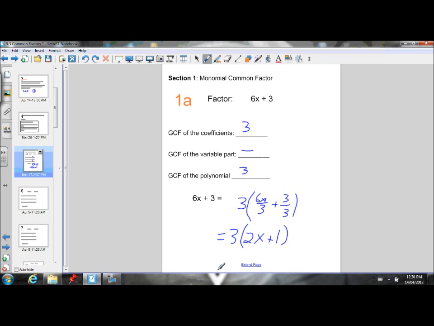Okay, there are my factors of 6x plus 3. My factors are 3 and 2x plus 1. Okay, good. Let me try and explain why we're able to just take out a number and then divide by that same number.